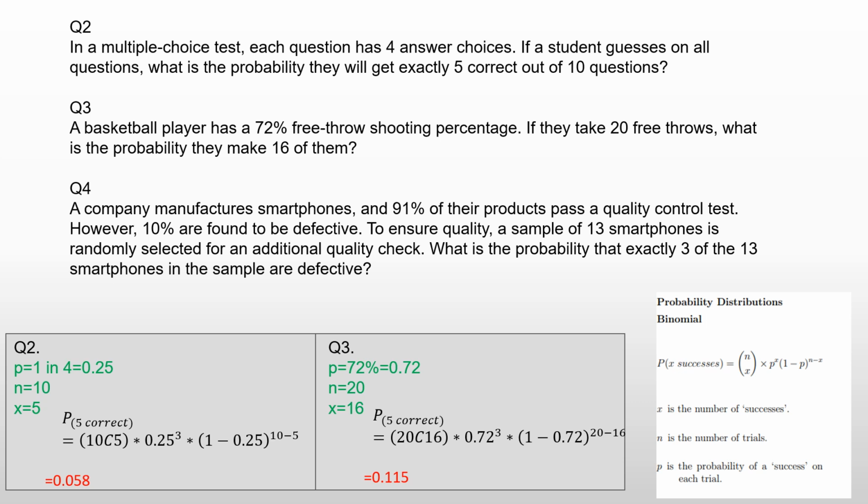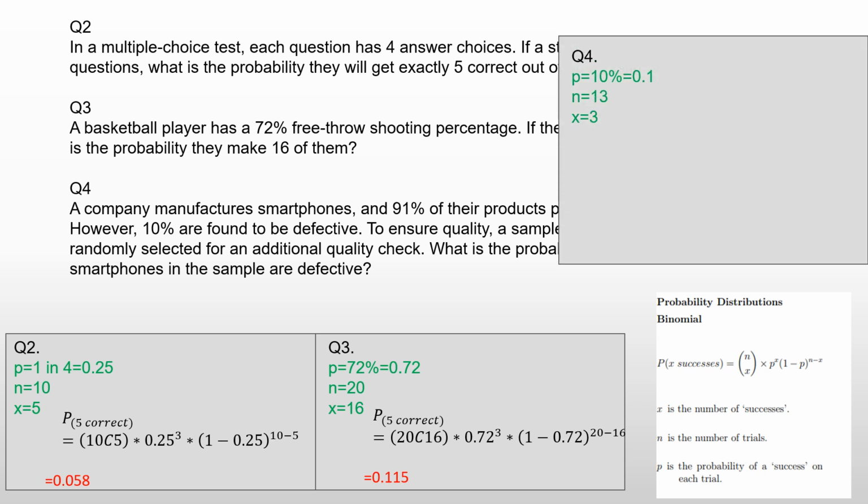So they tell you a company manufactures smartphones and 91% of them pass through quality control tests. We don't need to know that, right? That's something to throw you off so that you use that 91% as if that's your P, but that's not it. The probability that we actually want is the 10%. However, 10% are found to be defective. So the probability of defective is 10%. And we want to find 3 defects out of 13, right? So our P is 0.1, the probability of a defect. Our N, the total number of samples that we're picking from, is 13 trials. And then X, the ones we want to be defective, is 3 smartphones, right?